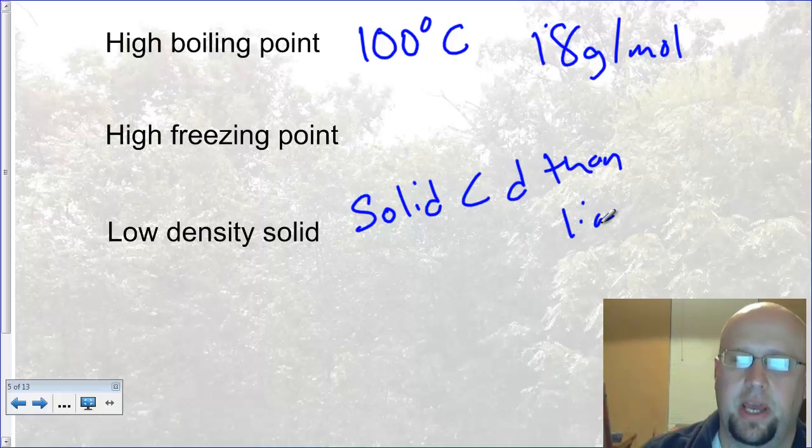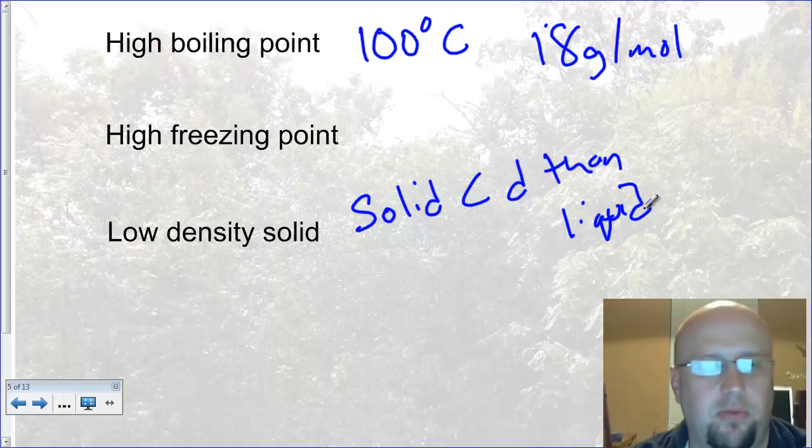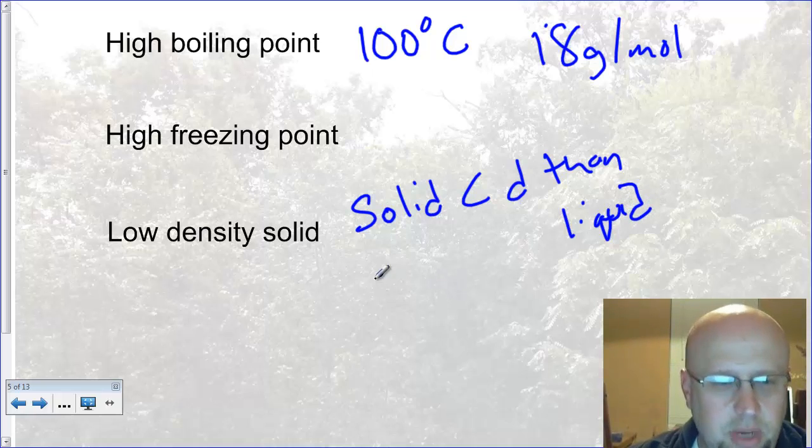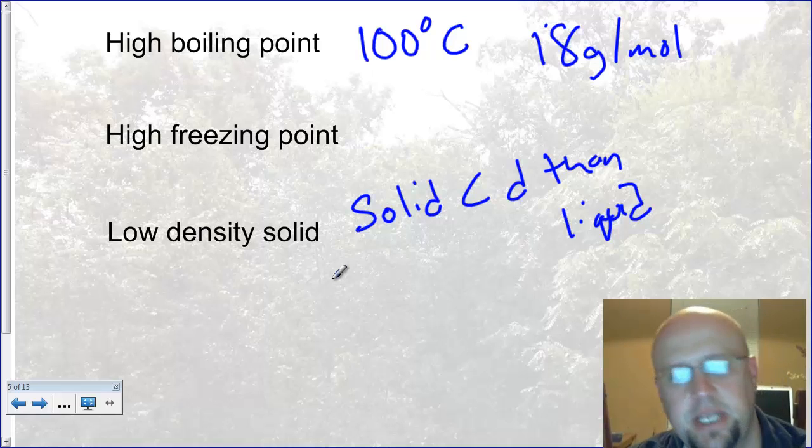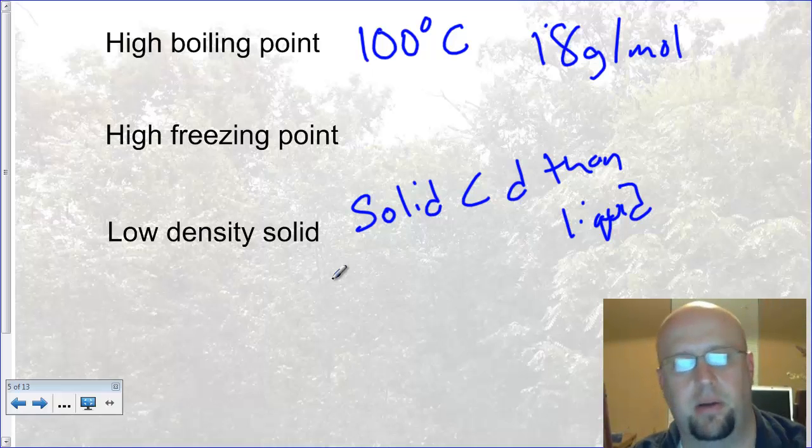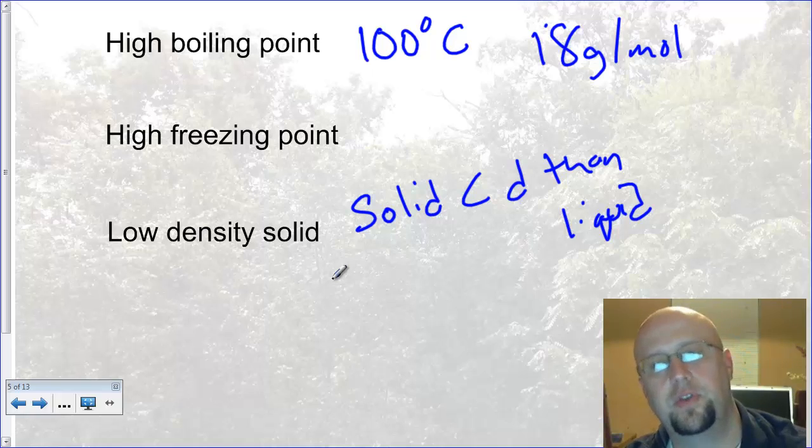Now, you're like, well, what does that mean? Well, just think about the fact that ice cubes float on the top of water. That is really unique. Other substances, when you freeze them, their solids sink to the bottom. Water is one of the few things where the solid has less density and therefore floats on the top.